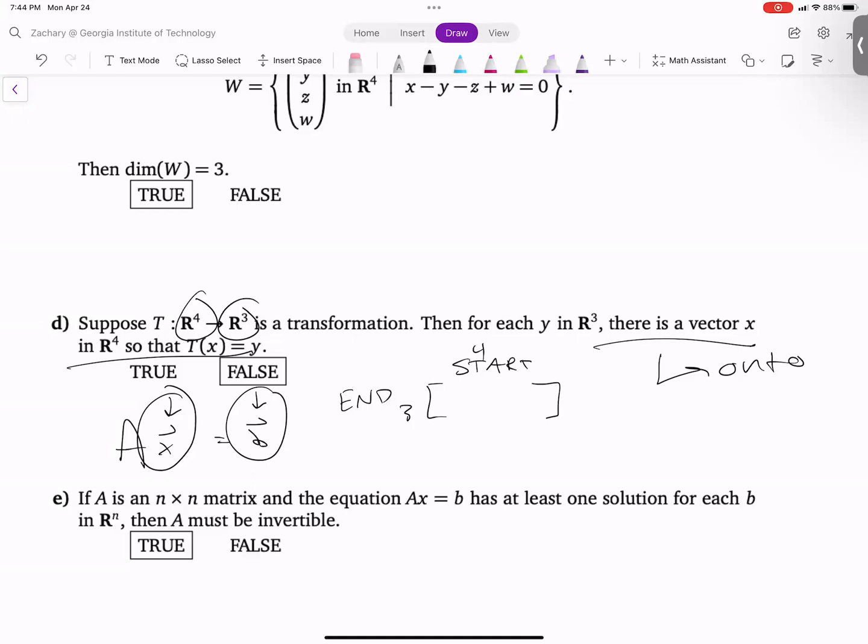Yes, this would be true if it was onto. We don't know. We would need more information to determine if it is onto. What this question is saying is, I have a 3 by 4, is it onto? There's no information there. It could be, but it doesn't have to be. For example, you could fill this matrix with all zeros.